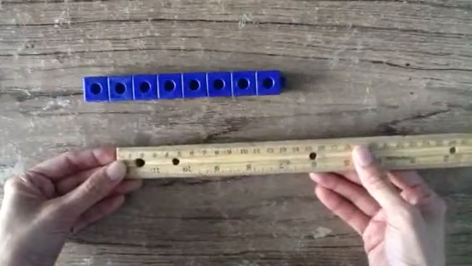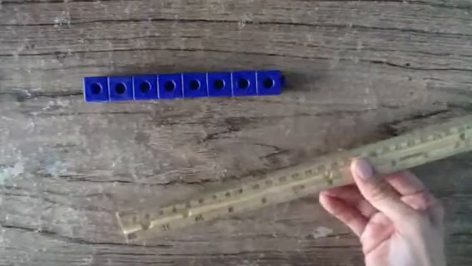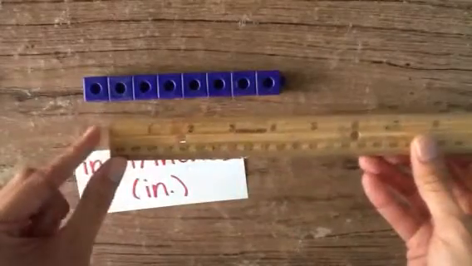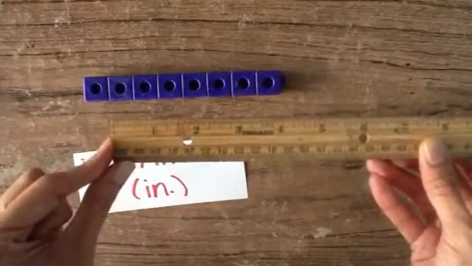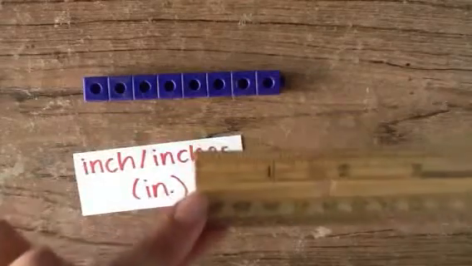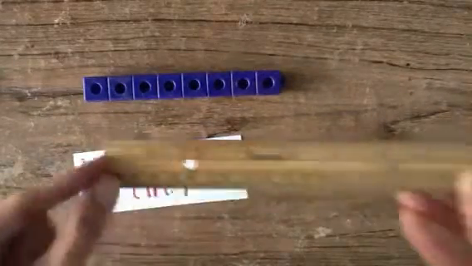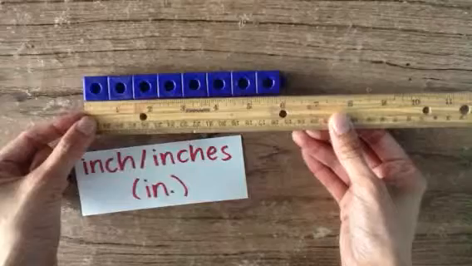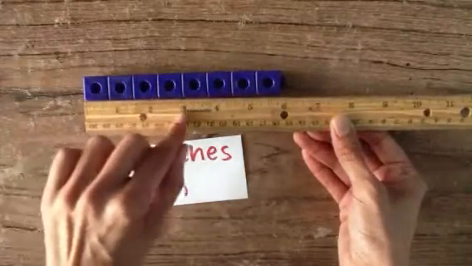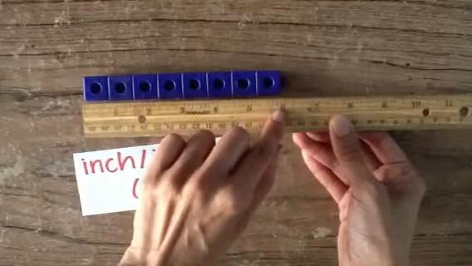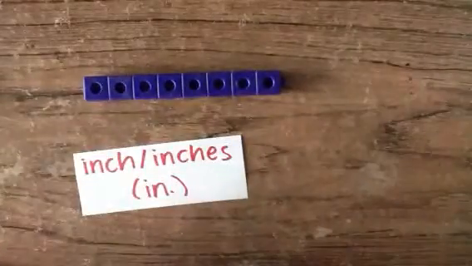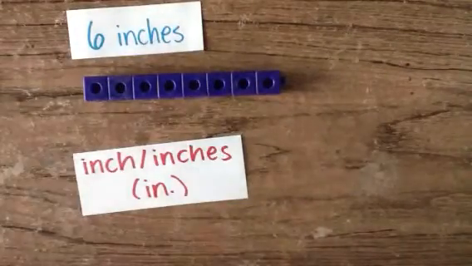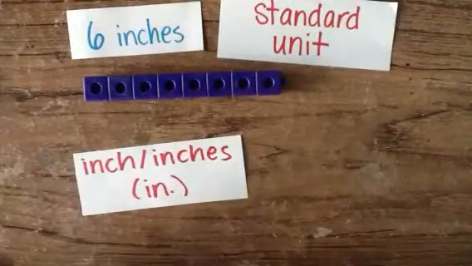So I first want to measure using my inches. So I'm going to flip it to the side that has inches. I start at the edge of the ruler. Sometimes you might see a 0, sometimes you see a line. See that line right there? I'm going to put that on the edge at the beginning of the blocks and measure. We're going to see how long this set of blocks is. These blocks are about 6 inches. So these blocks measure 6 inches, and that is a standard unit because we're using inches for that one.